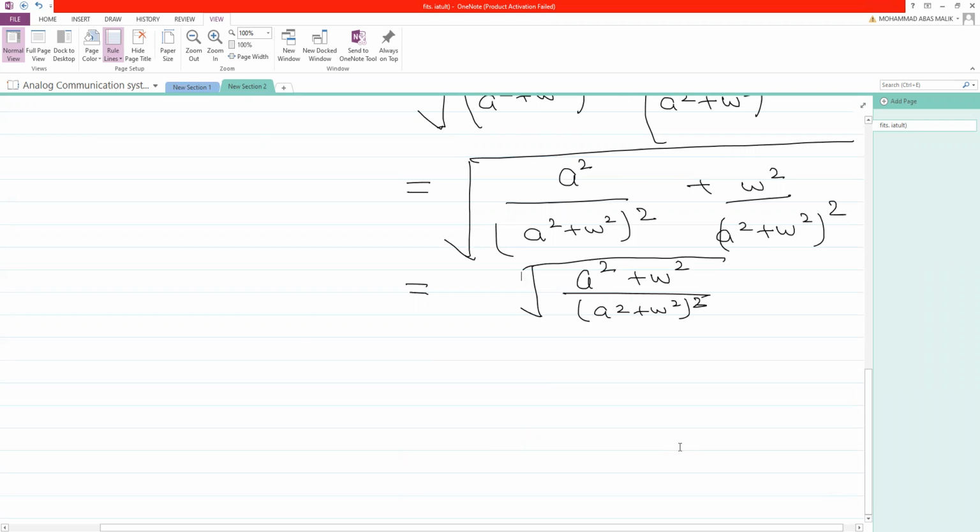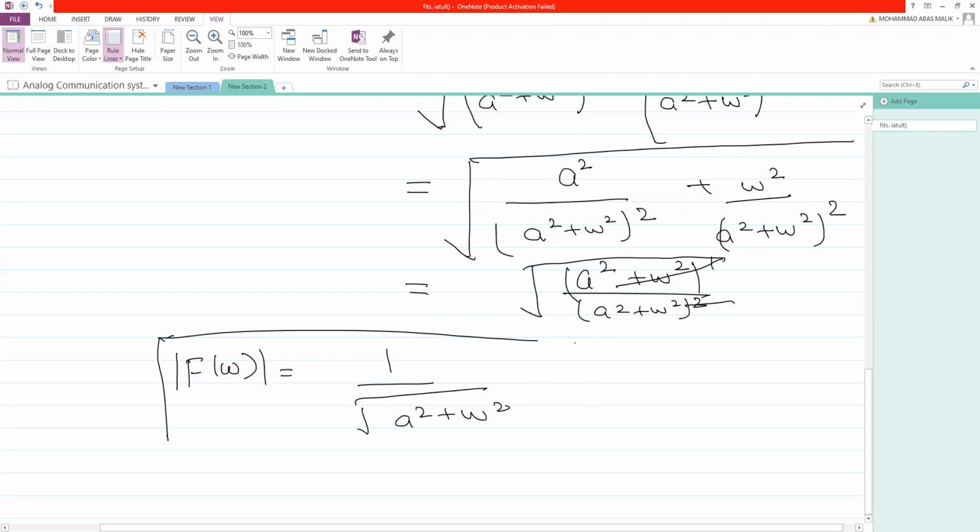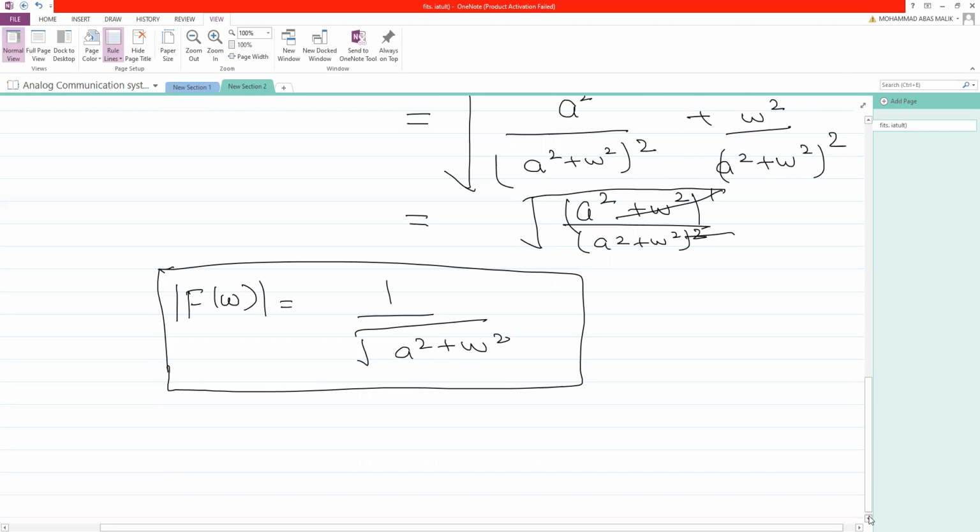No, sir. Okay, so now tell me final value of mod of F of omega. It will be equal to, because this is 1, this will cancel with this. Can I say this is 1 divided by root of a square plus omega square? This is the magnitude value of F of omega, right? Yes, sir. Okay. Now the graph of mod of F of omega with respect to omega is called as magnitude spectrum. So you just draw the graph of this.